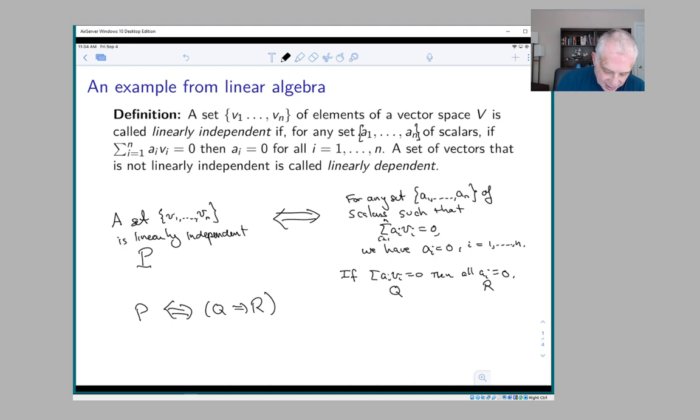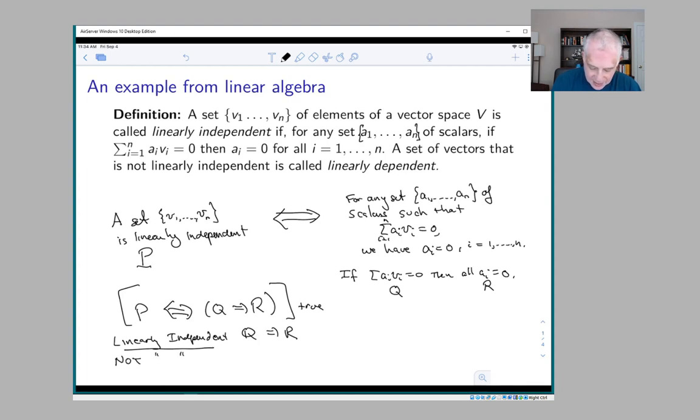So this compound statement is true provided that the two things that happen are you are linearly independent and Q implies R, or you're not linearly independent, and therefore it's false that Q implies R.